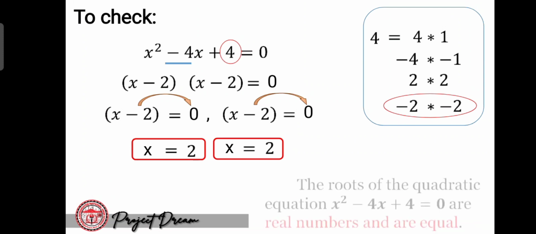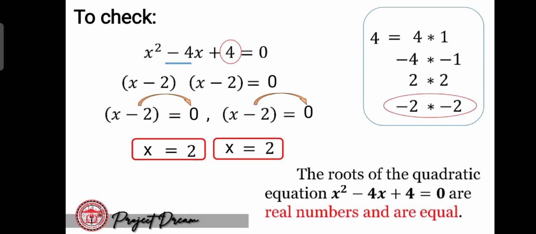So by checking, we really found out that the roots of the quadratic equation x squared minus 4x plus 4 is equal to 0 are real numbers and are equal. Did you understand? Okay, let us move on to example number 2.